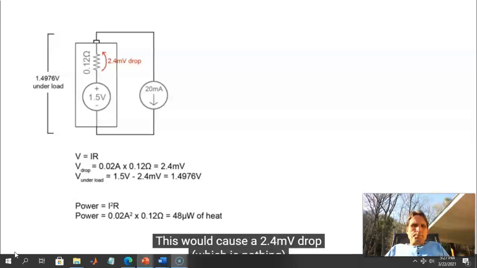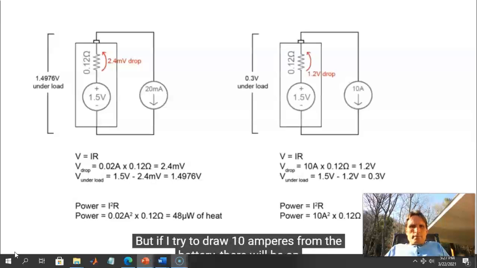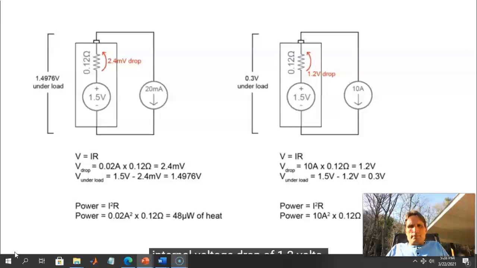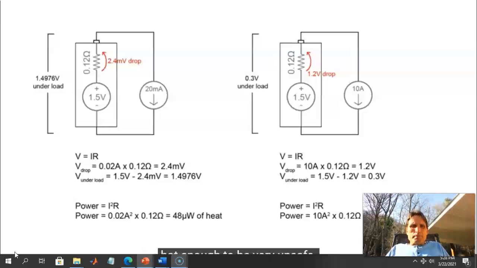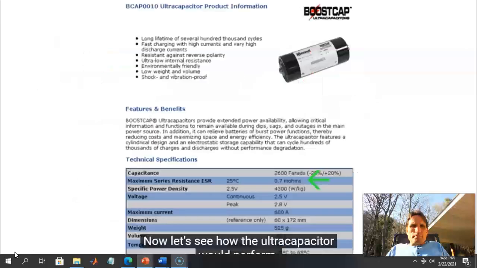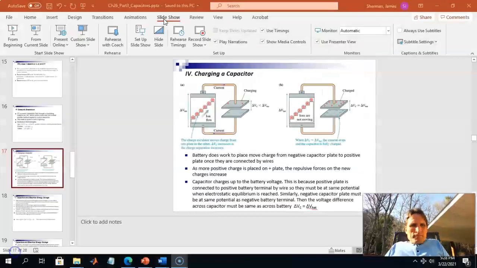This would cause a 2.4 millivolt drop, which is nothing, and generate 48 microwatts of heat in the battery, which is also trivial. But if I try to draw 10 amps from the battery, there will be an internal voltage drop of 1.2 volts, and 12 watts of heat will be generated within the battery. So at higher currents, the battery voltage is unreliable and things get hot enough to be very unsafe. Now let's see how the ultracapacitor would perform. This cap has a staggeringly low ESR of 0.7 milliohms.